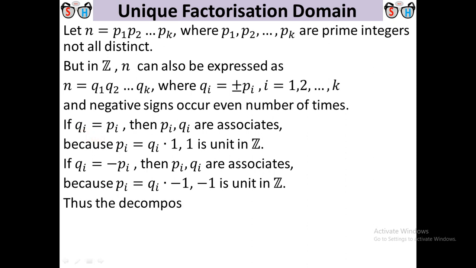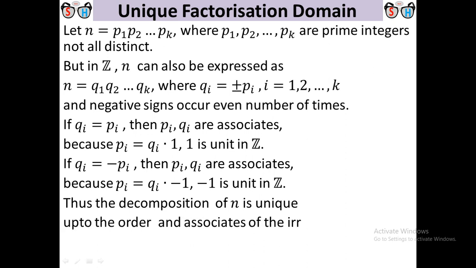So thus the decomposition of n is unique up to the order and associates of the irreducibles. That means if we have these two expressions, then the pi are associates of the qi, where the pi are irreducibles, and the number of factors is k in both. So in the first case the theorem is proved.